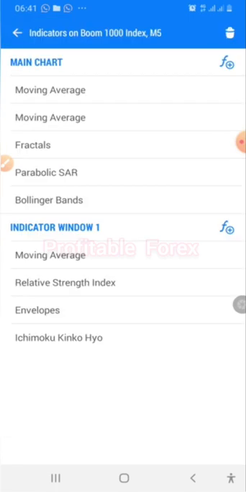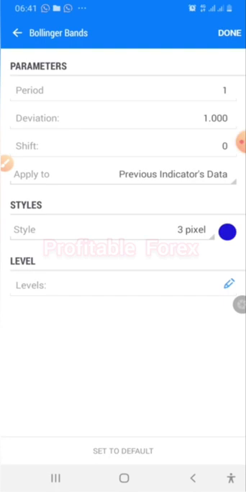So click on done. The next indicator on the main chart is the Bollinger Band, and we have period 1, the deviation is 1.000, the shift is 0, apply to previous indicator data. The style is 3 pixel and the color is blue. Click on done. You can use different colors for the parabolic SAR and the Bollinger Band, or you can use the same color. I prefer to use the same color for both.